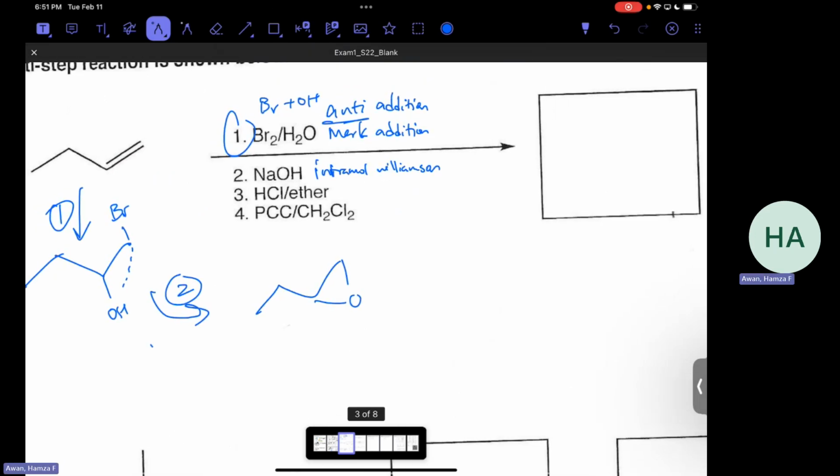One more time? Yeah, it formed an epoxide. That's pretty much it.